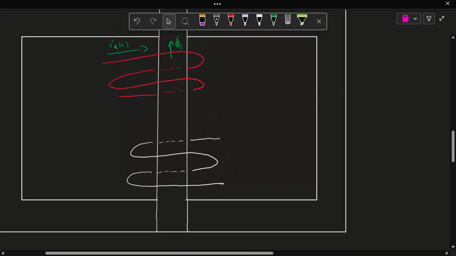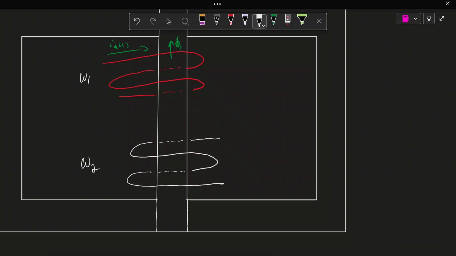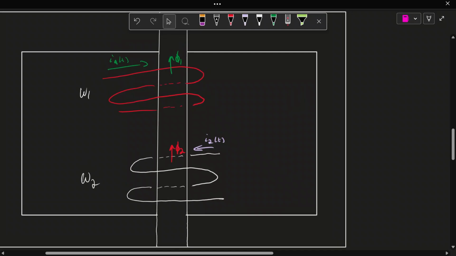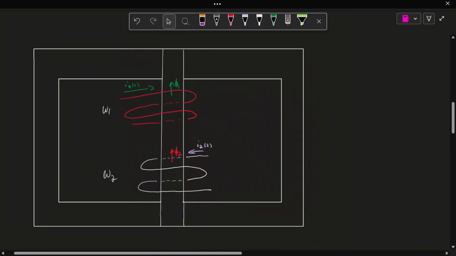Where should the current be going in the secondary winding? So this is the primary winding, this is the secondary winding. Where should the current be flowing to create a flux going up? Think about it, do the right-hand rule here. Well, our current should be going through here, I2 of t. If you do the right-hand rule here, you'll notice your V2 is going in this direction. This will cause the fluxes to be added together.